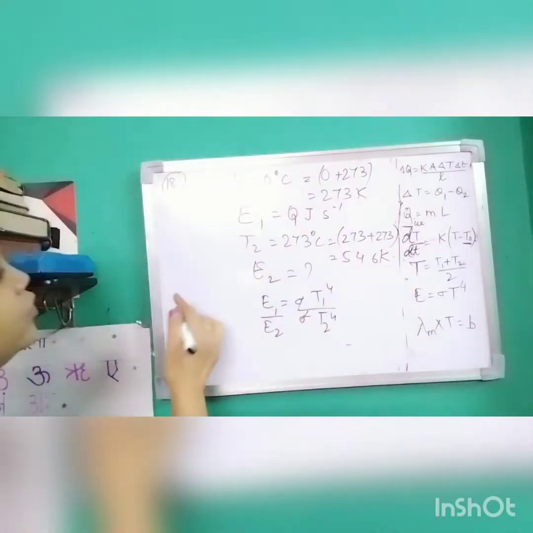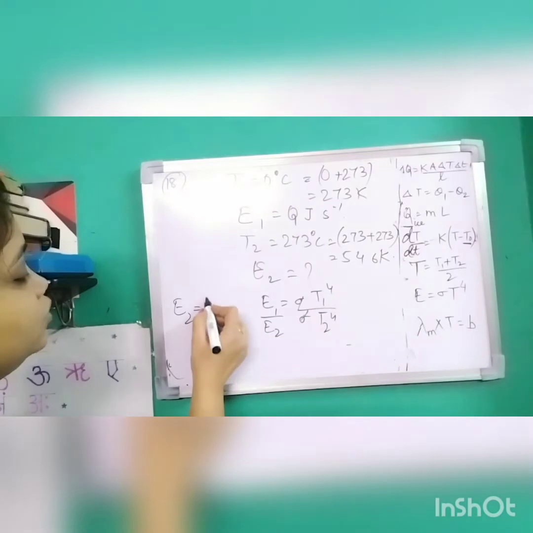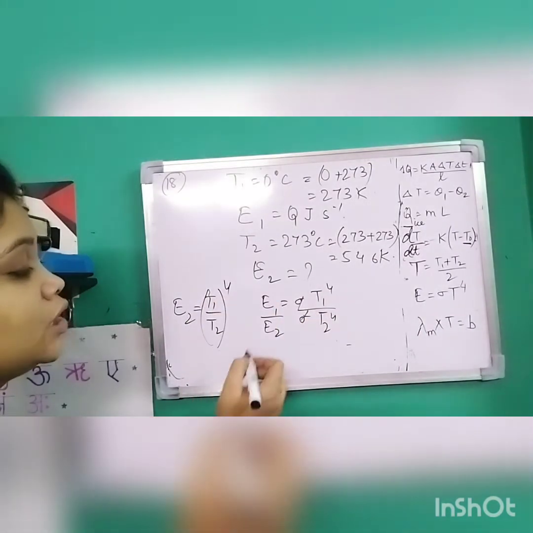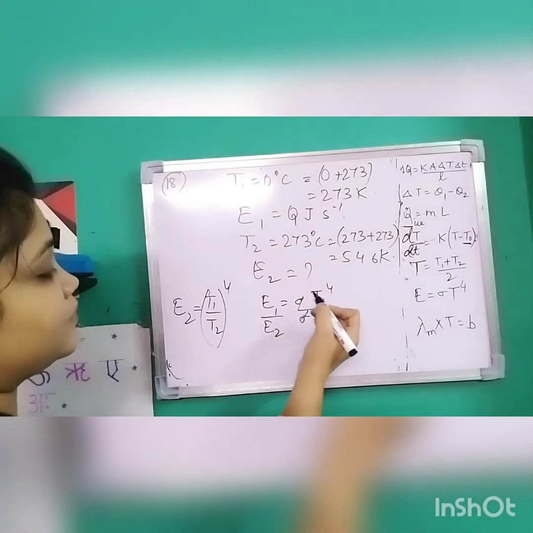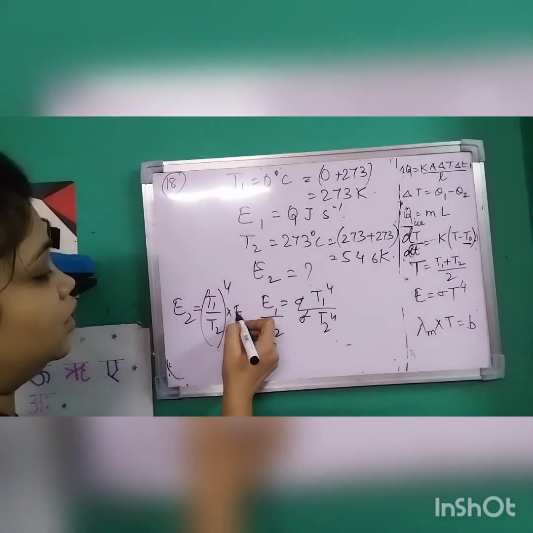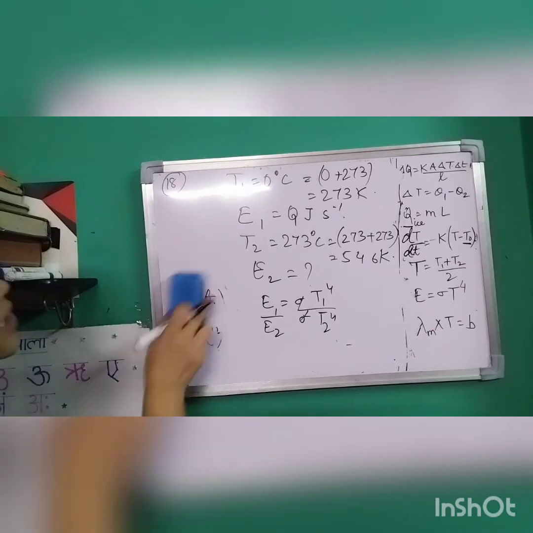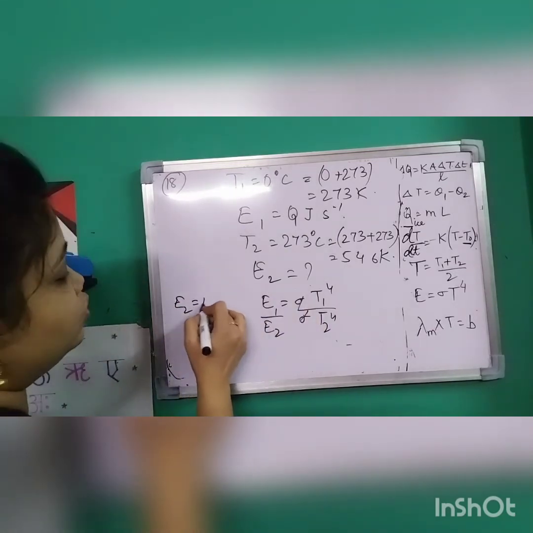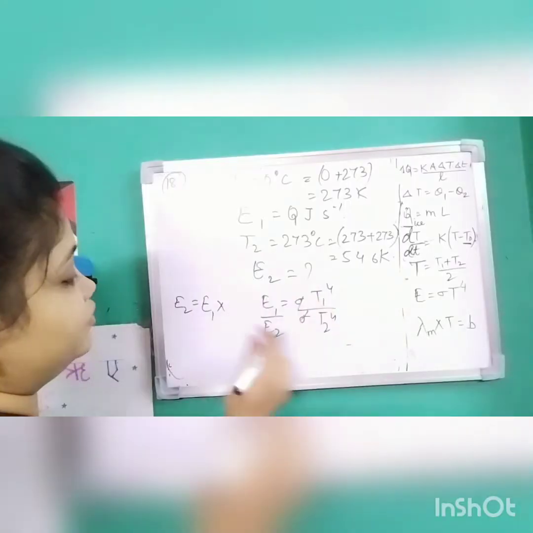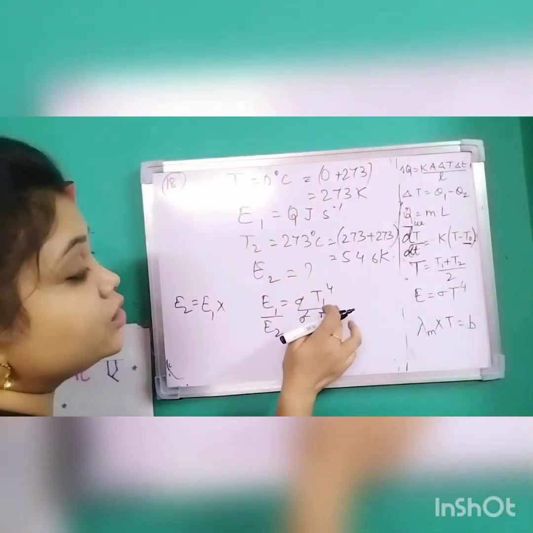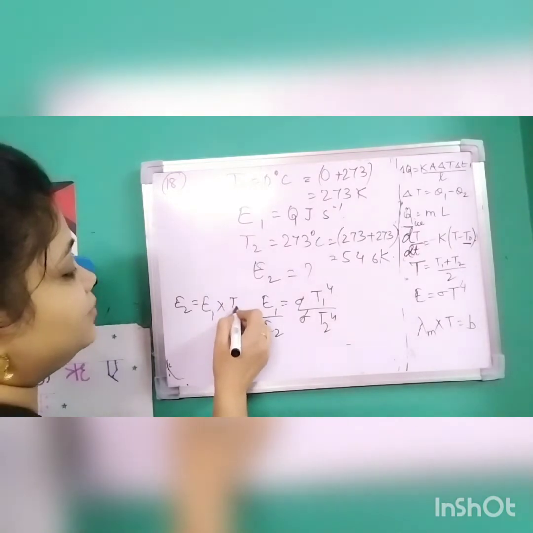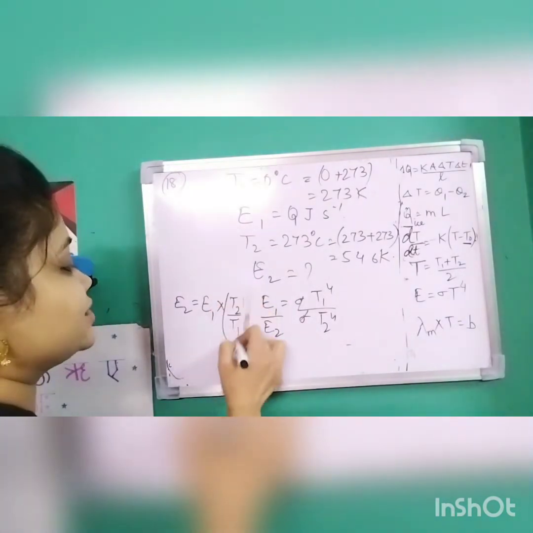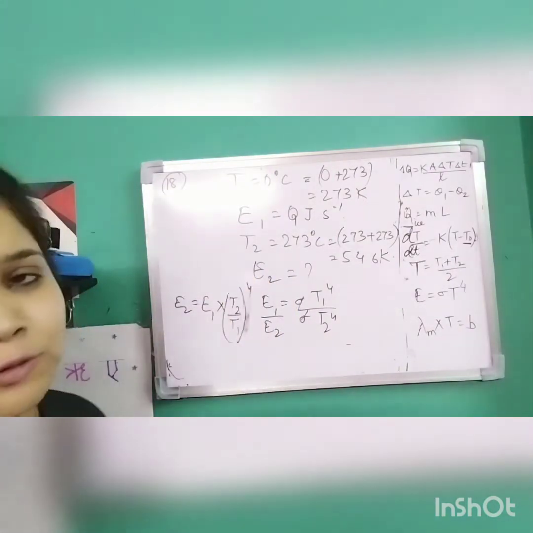So what will E2 be equal to? E2 will be equal to T1 by T2, both whole 4. To find out E2, it will be equal to E1 into the reciprocal, because E2 gets multiplied over here. When this comes to this side, it will become T2 whole 4 by T1 whole 4, which you can also write as T2 by T1 whole 4.